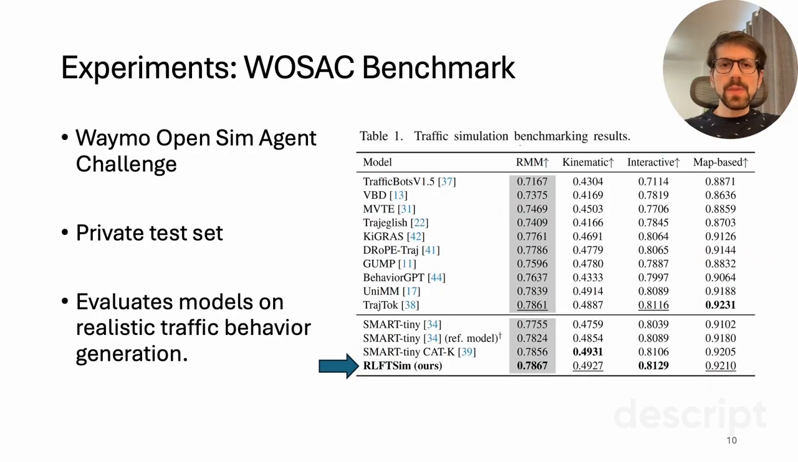On the Waymo Open Sim Agents challenge, RLFTSim achieves state-of-the-art on the overall realism meta-metric and on the interactive sub-metric. Crucially, we outperform our own SMART-tiny reference model and SMART-tiny CAT-K, which is a corrective sampling-based supervised post-training baseline on top of a SMART-tiny model. The results confirm that closed-loop RL with MLOO improves realism beyond what imitation learning alone can reach.